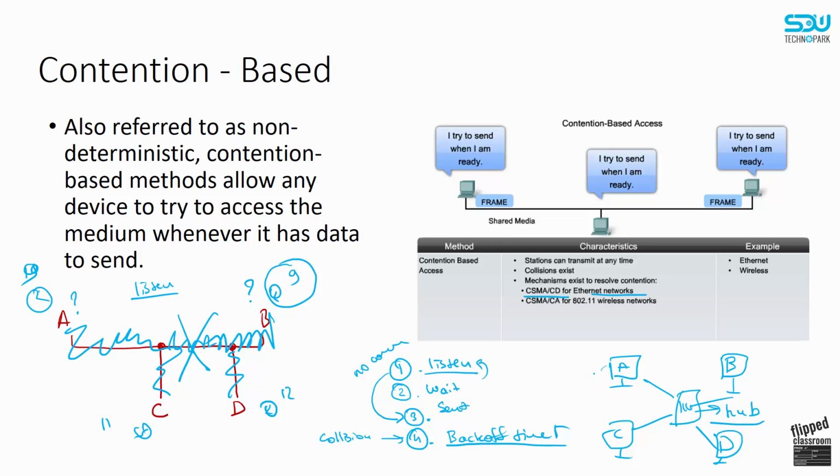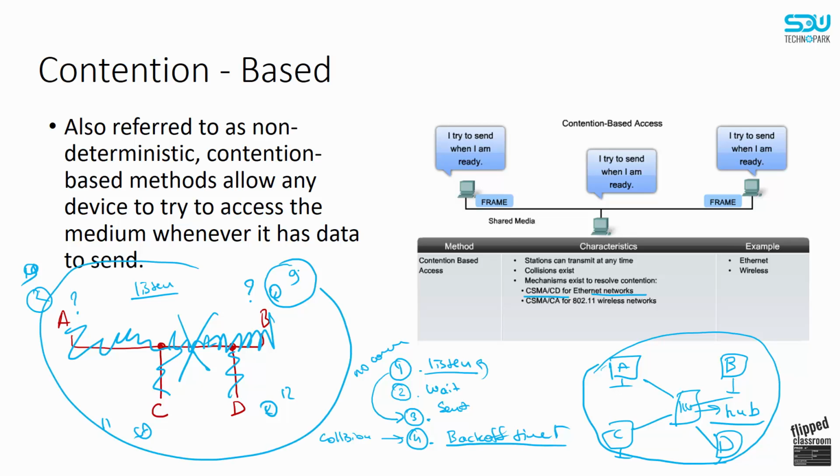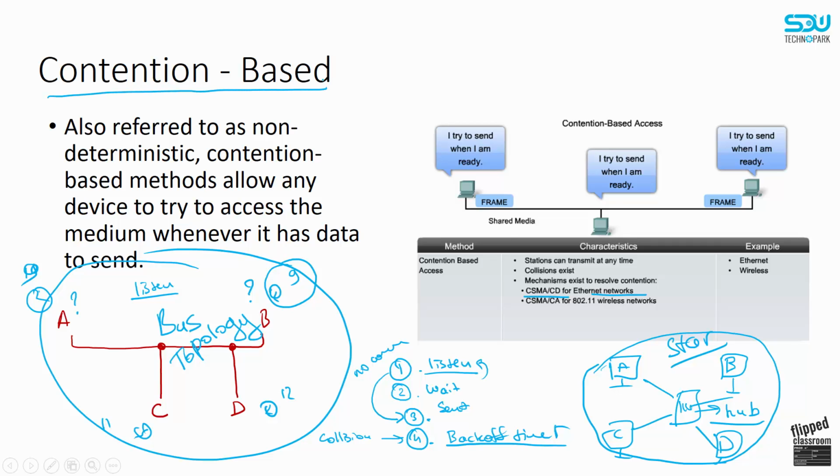So physically your topology can be shown like this, but logically your topology will be seen like this. Physically it is a star topology, but logically it is a bus topology. So let me write it here: bus topology, and physically it's going to be the star topology. This is actually a contention-based method of media access control in the data link layer.